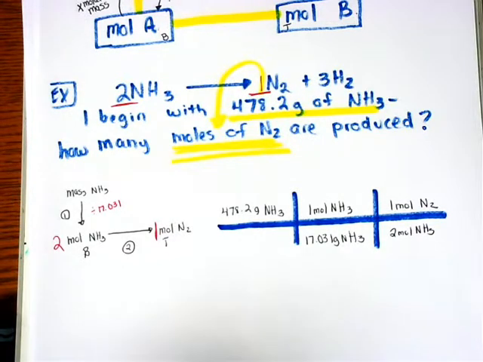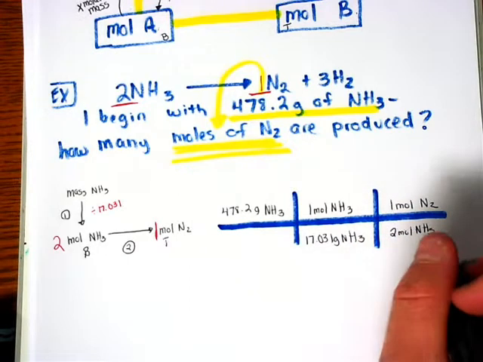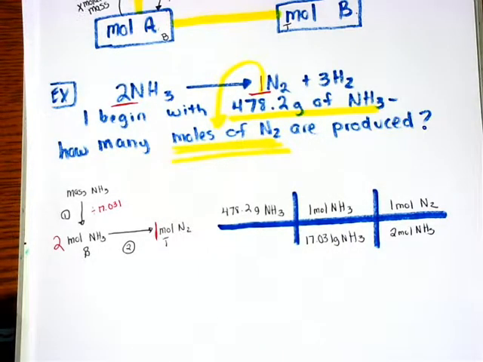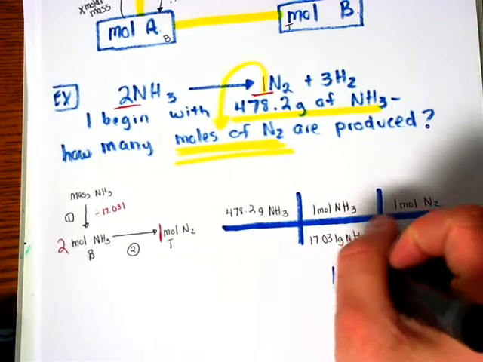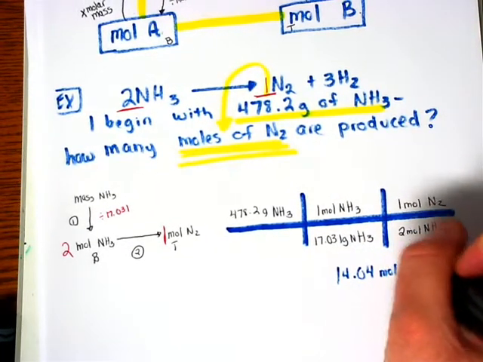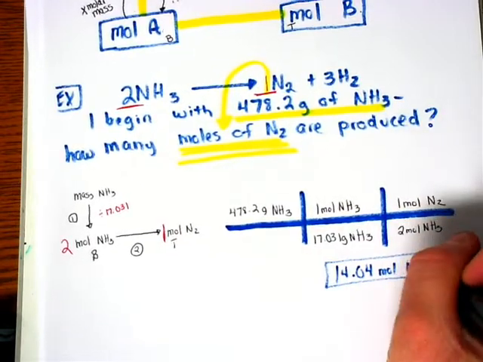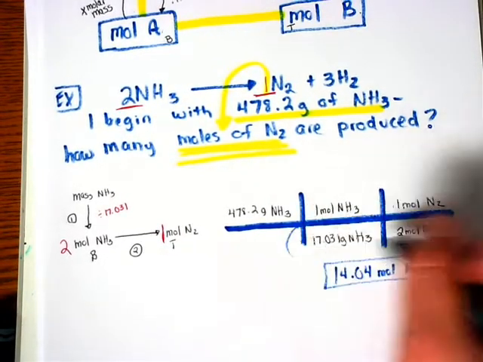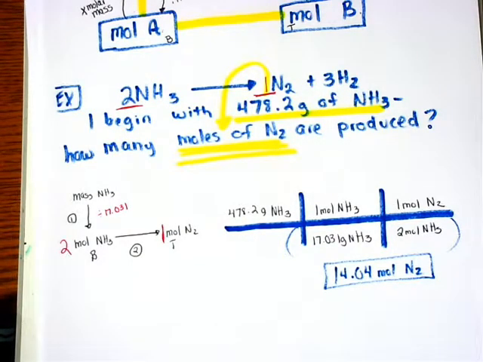4 sig figs in our answer. Careful. 478.2 divided by 17.031 and 2. I got 14.04 moles of N2. Don't forget that you have to divide by the bottom, and if you think about it, that's got to go in parentheses. The bottom always goes in parentheses. Don't upset the PEMDAS of this problem. What are we thinking? Yeah, 14.04, 4 sig figs. Cool? Let's look at another example then.